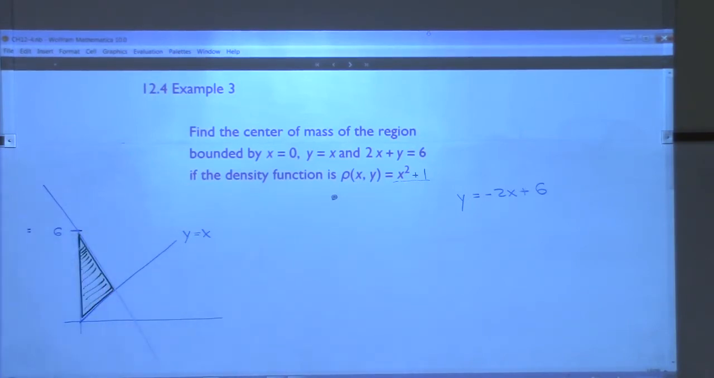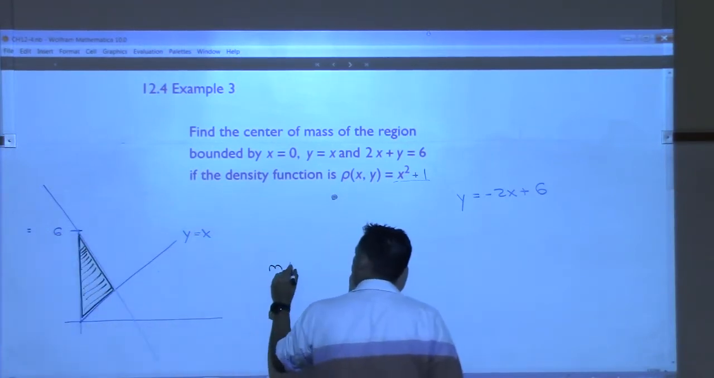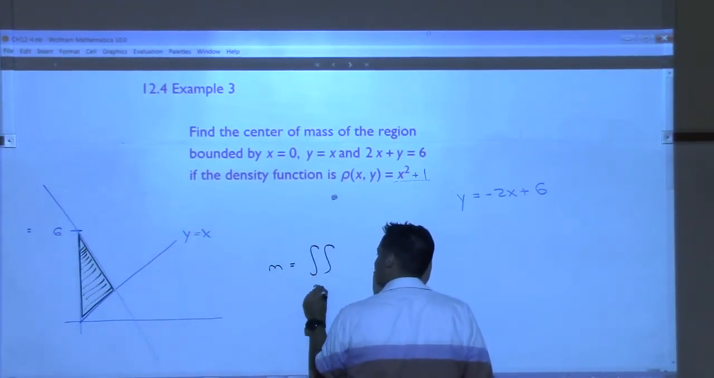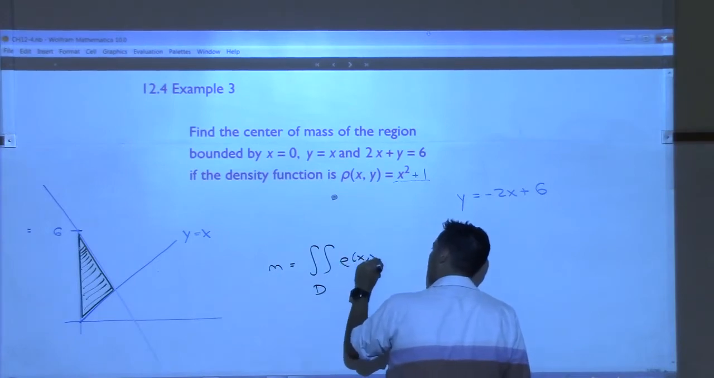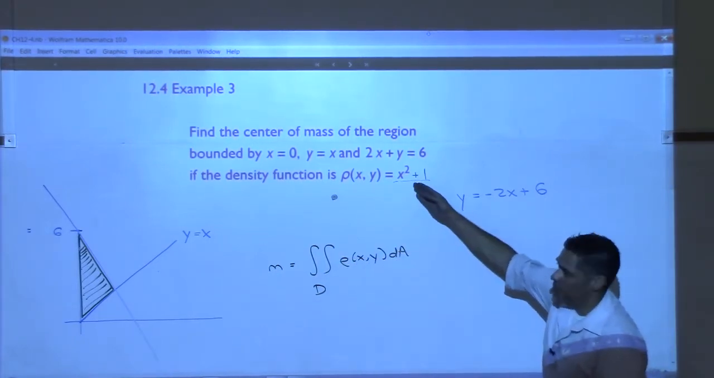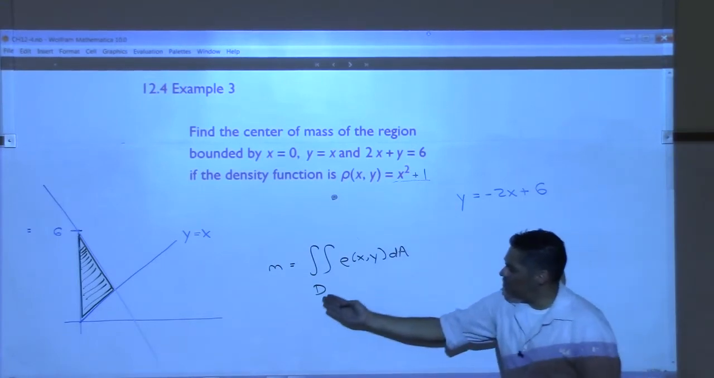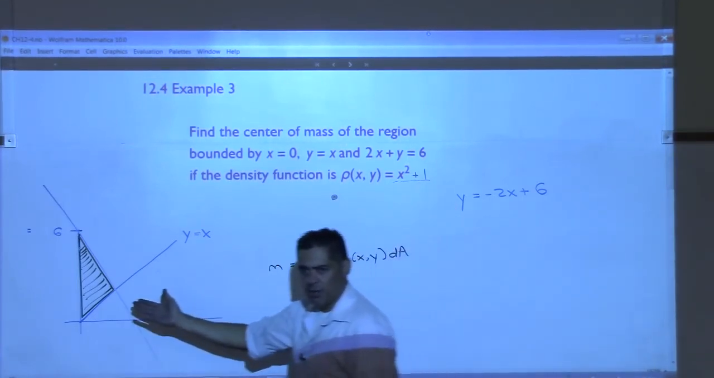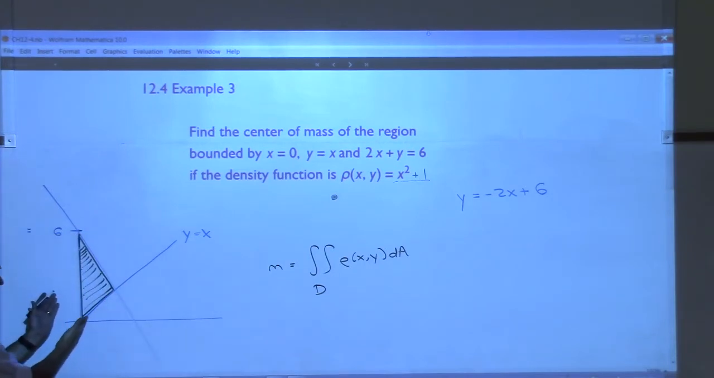Okay, what do we need? Well, we need to know the mass, don't we? So the mass of this is going to be the double integral over D of the density function dA. My density function is given. I just need to know the domain, and that's this region, which is the lamina itself. So what type of region is this? That's going to be a good old Cartesian type 1, right?